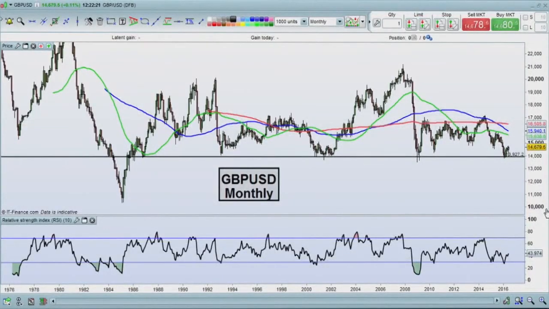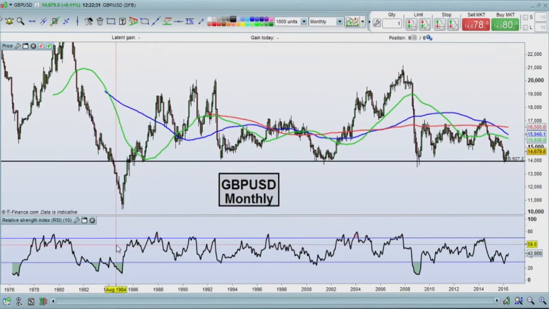Okay, well let's take a look. You want to take a look at sterling against the US dollar. We're bringing up a monthly chart here, which you wanted to take a look at, and I've drawn a line here at the 139.27 level. We're currently at 146.79. What are your words of wisdom on this?